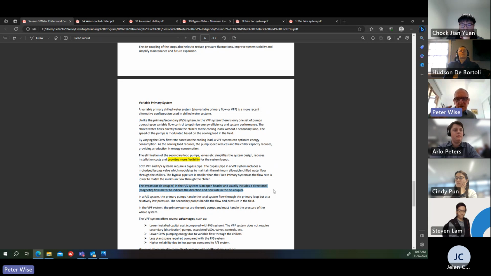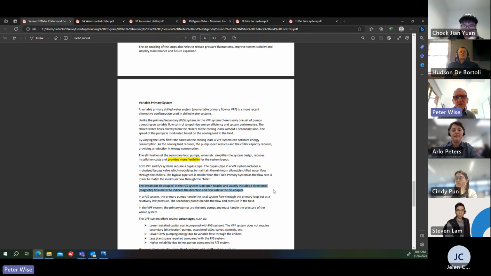So it's not recirculating through the secondary side. They didn't want that to happen. That's a fundamental part of the primary secondary system, but they didn't want it to happen. So they put a check valve in the decoupler to make sure the flow could only go in one direction. But don't do that. That doesn't work.